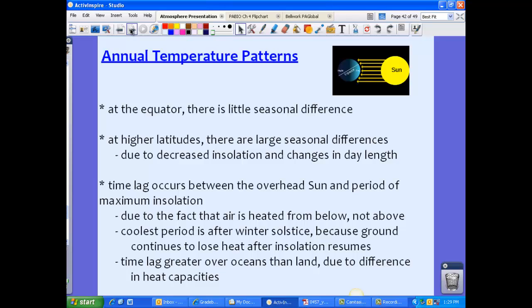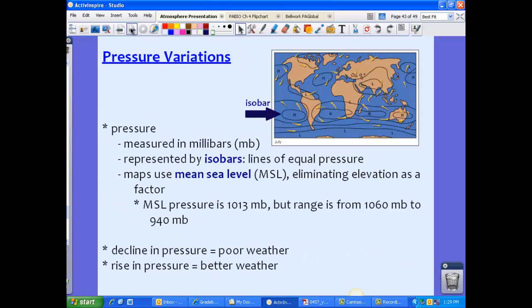Now there's also a time lag greater over the oceans than land due to differences in heat capacities. Water has a higher heat capacity than land, meaning that it takes a long time for water to heat up. Land doesn't take much time. Now, along with temperature variations, we have pressure variations around the globe as well.